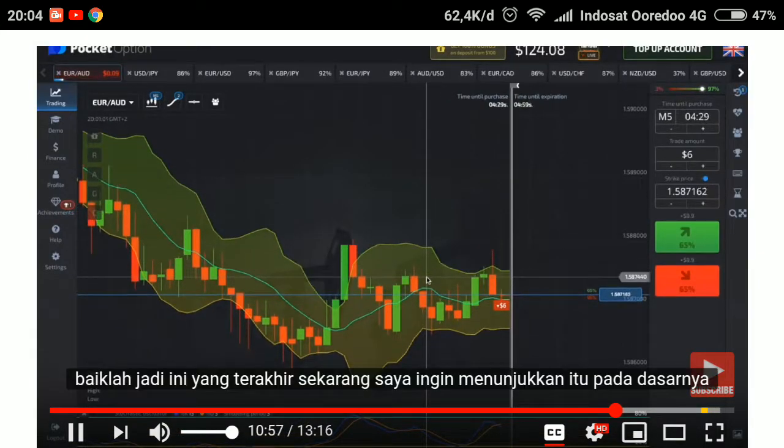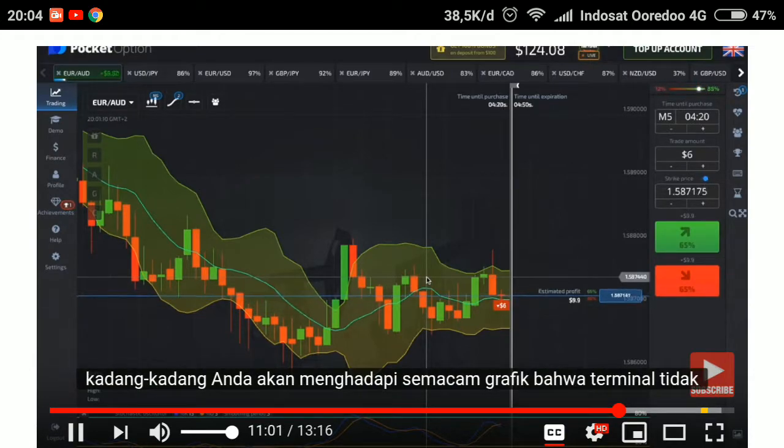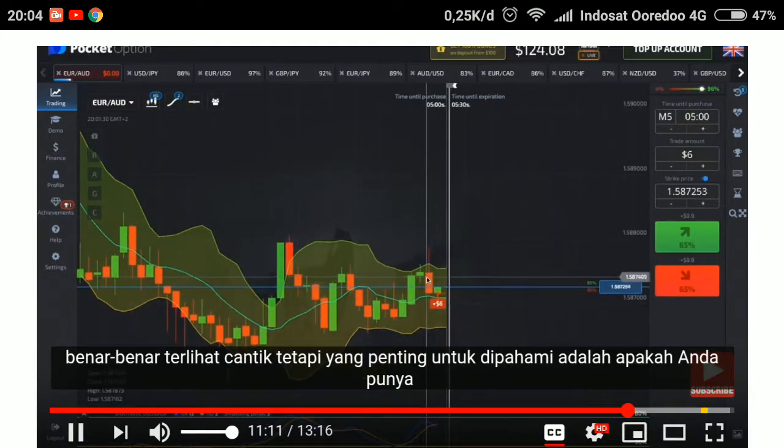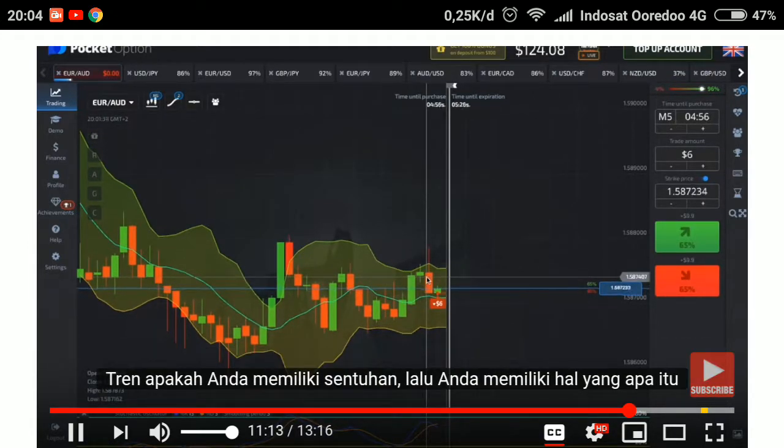Alright, so this is the last one. Now I wanted to show you that sometimes you're gonna face some kind of chart that doesn't really look pretty, but what is important to understand is, do you have a trend? Do you have the touch? Do you have the engulfing? That is what is important.